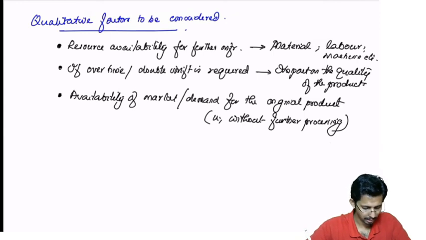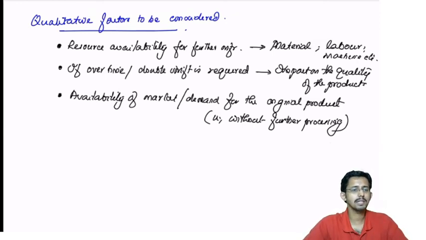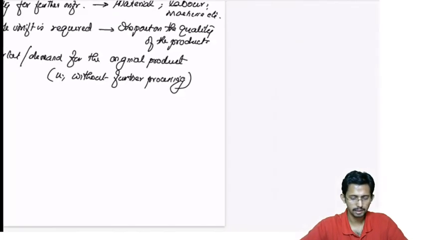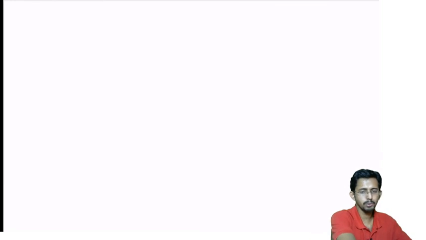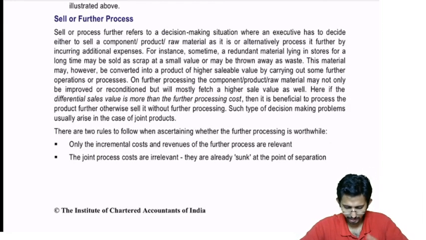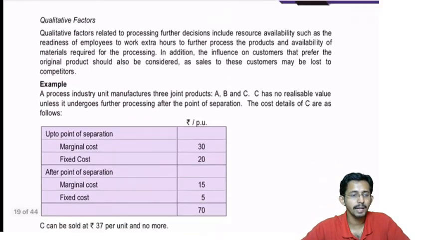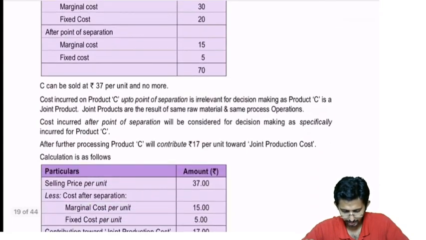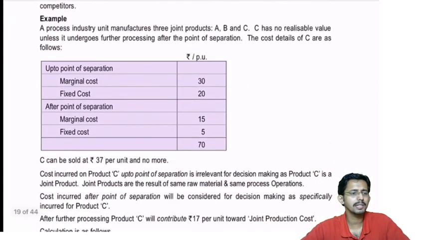Without further processing. Okay, so these are the few qualitative factors to be considered. Now I think you will have to move on and do a problem in the study material. You can take page number 6.19. There is an example given. We'll take that. This is an illustration.